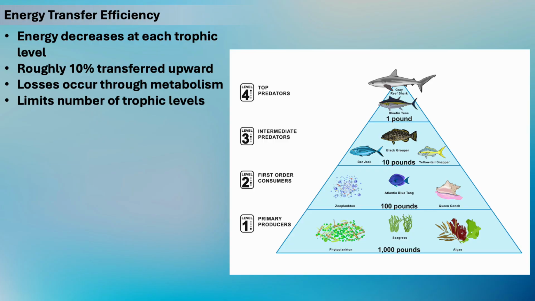One of the most important principles governing food webs is that energy transfer between trophic levels is inefficient. When organisms consume food, only a small portion of the energy contained in that food becomes incorporated into their own biomass. A commonly used approximation in ecology is the 10% rule, which suggests that roughly 10% of the energy contained in one trophic level is transferred to the next level above it. The remaining energy is lost through various biological processes.